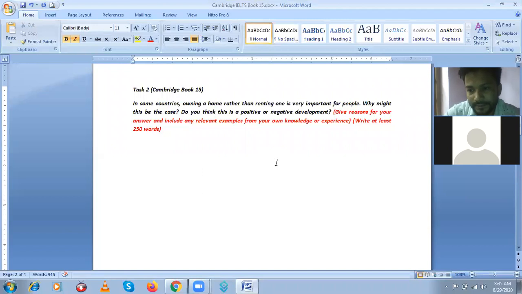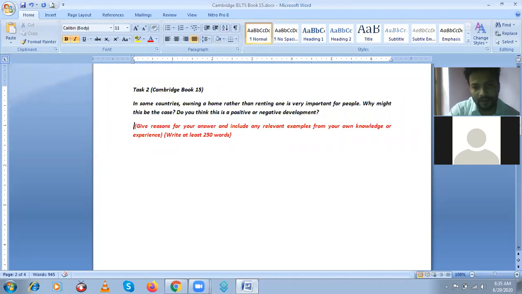Task 2. This is from test number 1 of Cambridge book number 15. And here the question says, in some countries, owning a home rather than renting one is very important for people. Why might this be the case? This is the first question here.